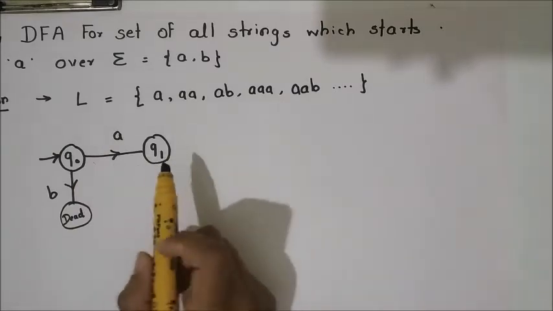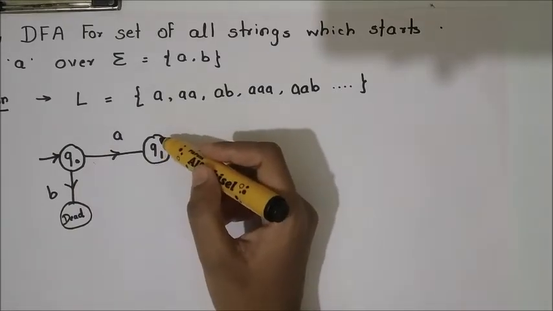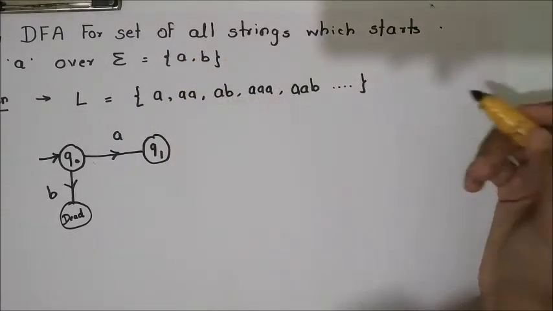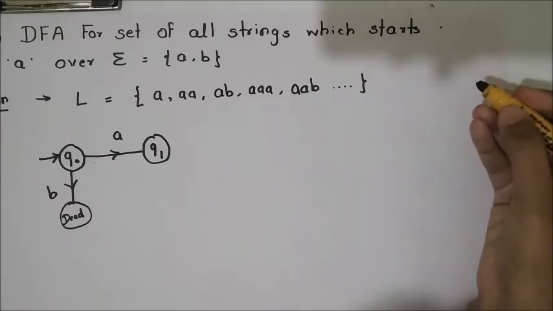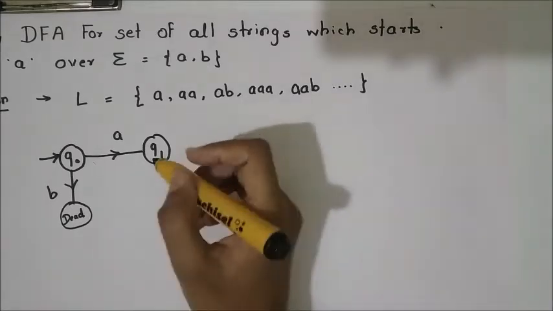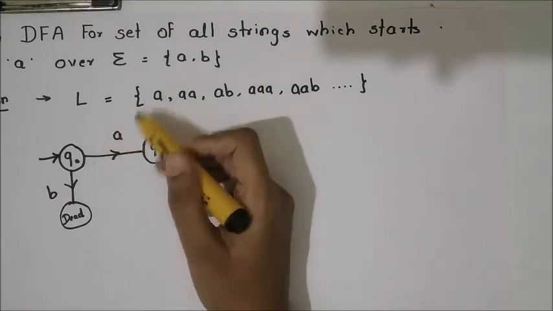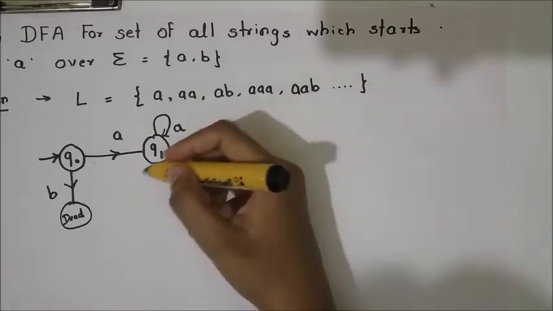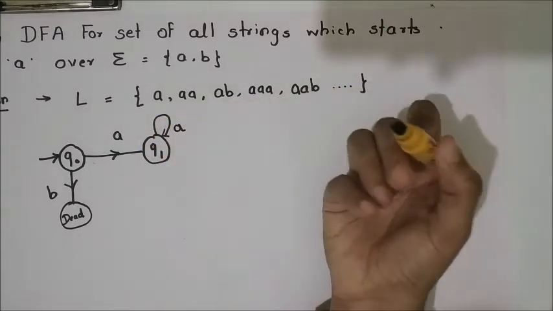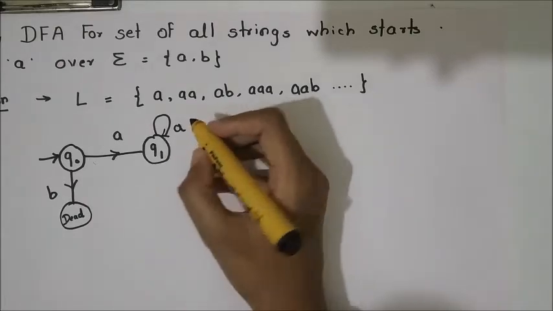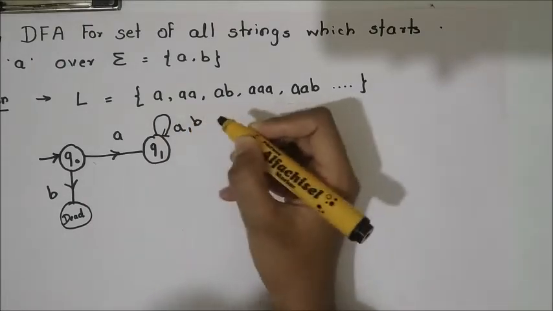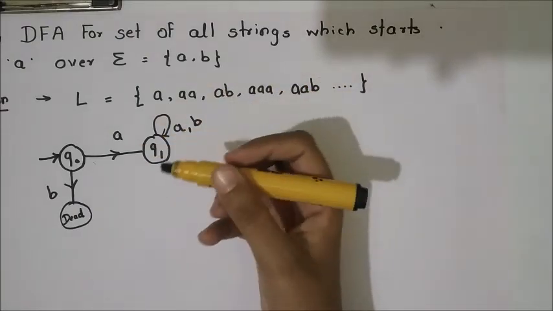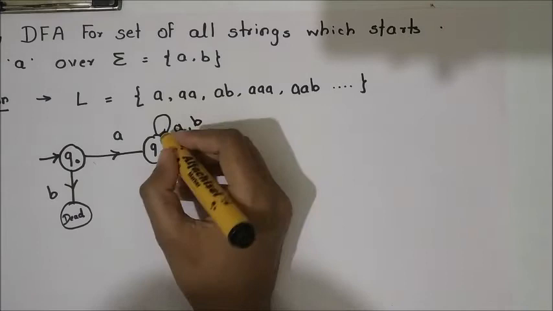Now Q0 on A goes to Q1 and Q0 on B goes to the dead state, or say null state. Now on Q1, I have to show the transition on the input alphabet A and B. If the string starts with A, whatever the further inputs may be, I'll accept that. After A, if again A comes, I'll accept that. Q1 on A, I will draw as a self loop. Similarly, Q1 on B is a self loop because I'm not worrying about the number of A's and B's after the first A. So this is my final state.